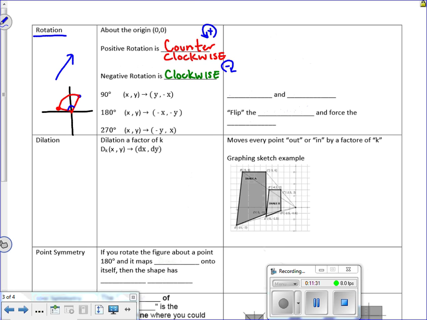So let's just talk about why it is that way. If you remember in the coordinate plane, the top right-hand corner is coordinate 1, and then it goes 2, 3, and 4. So if you look at it from that perspective, it makes sense that as you go this direction, the coordinate numbers start to go up, and that would be a positive direction of rotation.